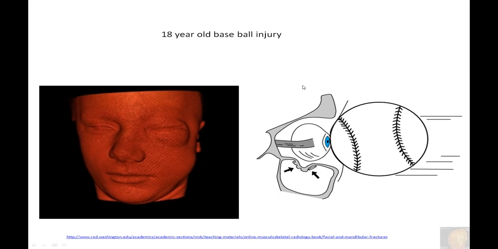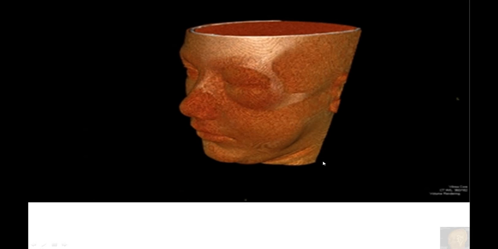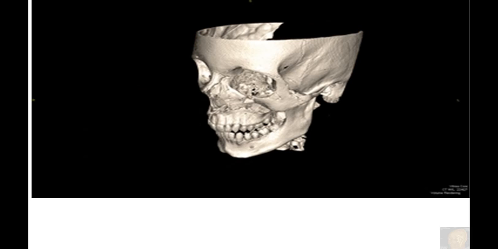So this patient has a baseball injury. I borrowed this diagram from the web, basically showing the baseball hitting the eyeball, and the eyeball has nowhere to go but through the weakest part of the bony orbit, typically the floor. A blowout fracture, and this person had such an injury. And then we can remove the skin and the soft tissue and see a fracture in the inferior part of the bony orbit.